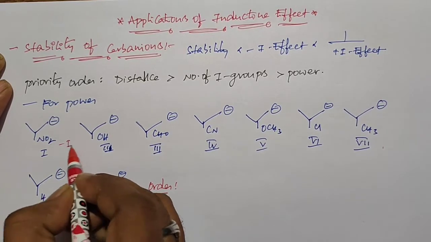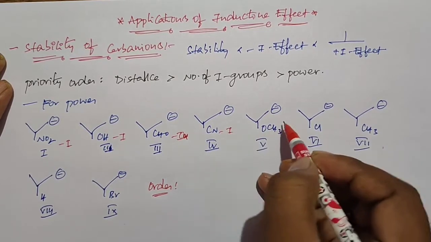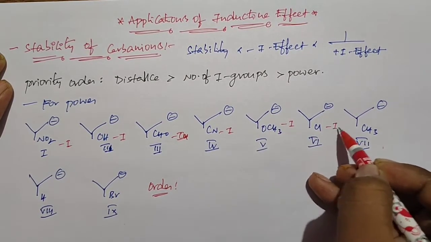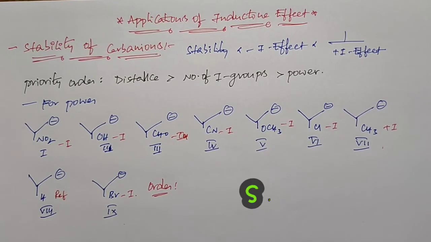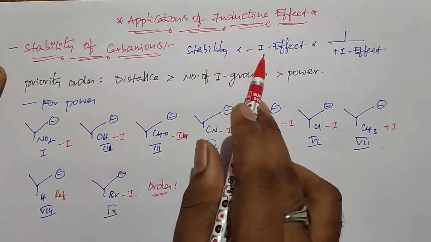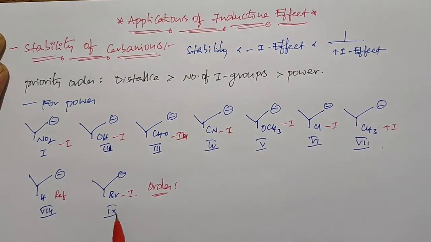NO2 is a minus I group, OH also a minus I group, CHO a minus I group, CN a minus I group, alkoxy is also a minus I group, chlorine also a minus I group, methyl is a plus I group, hydrogen is the reference group, and this one is also a minus I group. So most of the compounds have minus I groups. Based on the power of the minus I groups, because all the plus I and minus I groups are present in the same position, we can explain based on power. The stability of carbanions is directly proportional to the minus I effect or minus I power. So the one with more minus I power is the most stable.